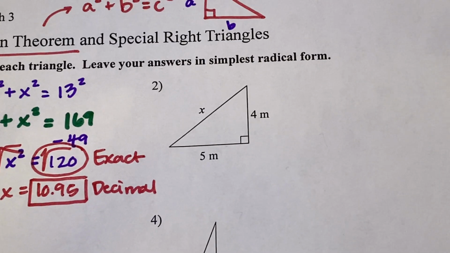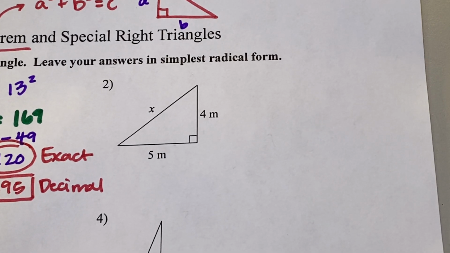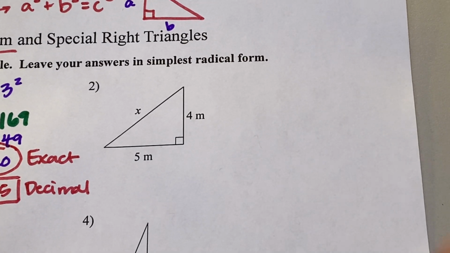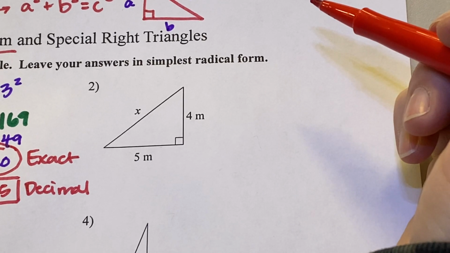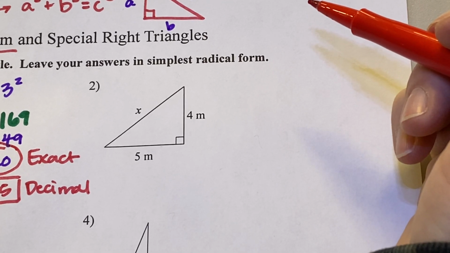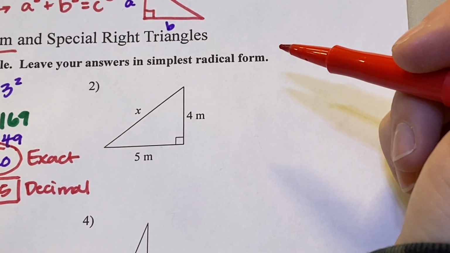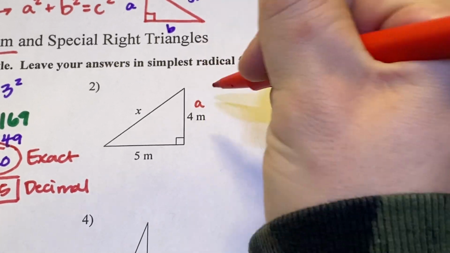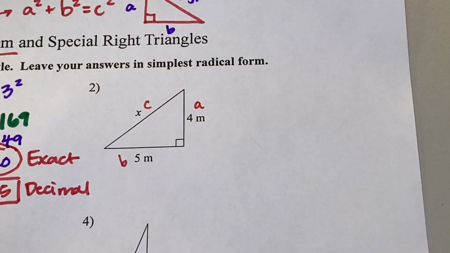Okay, number 2. Same way, we're just practicing over and over. Who's got my A, B, and C for this triangle, Bella? 4 plus 5 plus x. Ooh, which side's my A, which side's, hold on. What's my A, B, and C side? 4 is A. 5 is B. And x is C. Love it, beautiful.